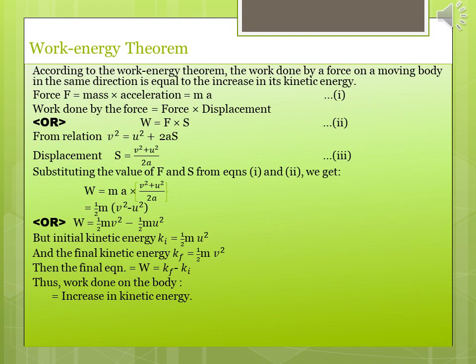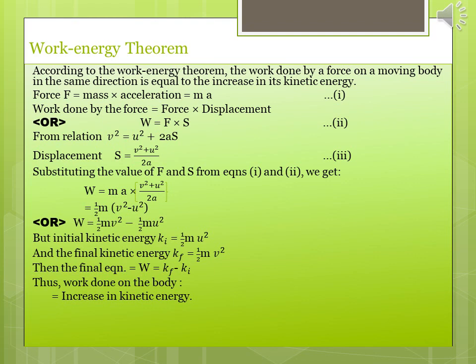And suppose I calculate the value of displacement, I'll be getting s = (v² − u²)/2a. Now let me substitute the value of displacement in the equation where I have written the formula of work done, that is W = Fs. So what I will get? W = , I'll substitute the value of force, that is ma, into (v² − u²)/2a.